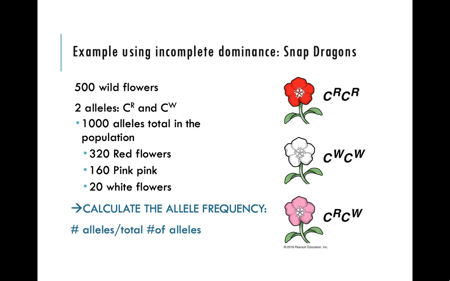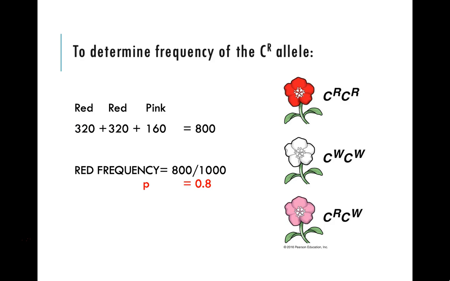Let's calculate the frequencies of the red allele and the white allele. You do that by dividing the number of alleles for whichever color you're interested in by the total number of alleles in your population. So we have to think about where those alleles come from. If we have a red flower, each individual has 2 copies of the red allele. So if we have 320 red flowers, that means we have 320 copies of one allele and 320 copies of the other allele.